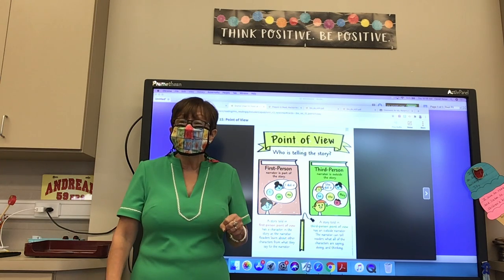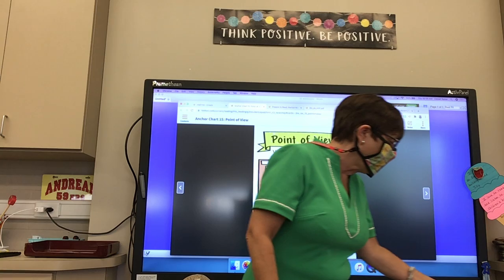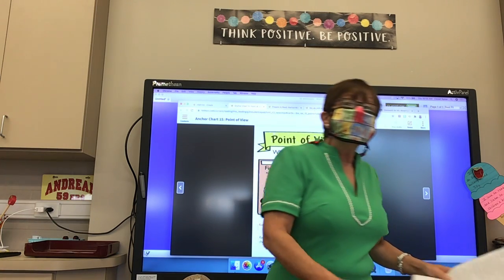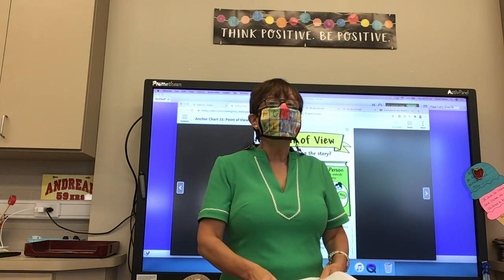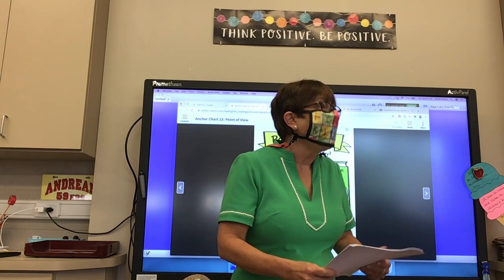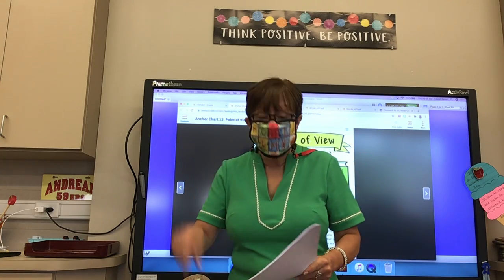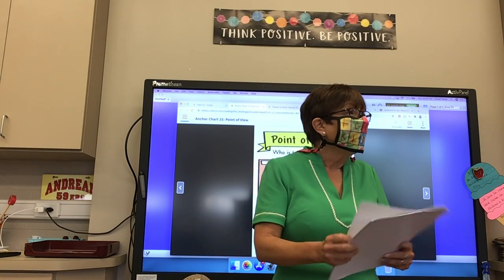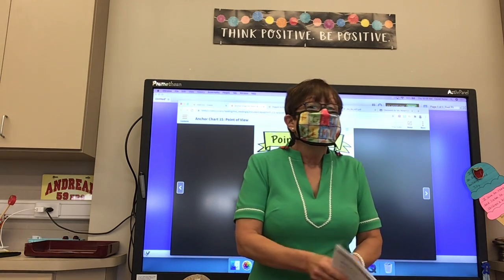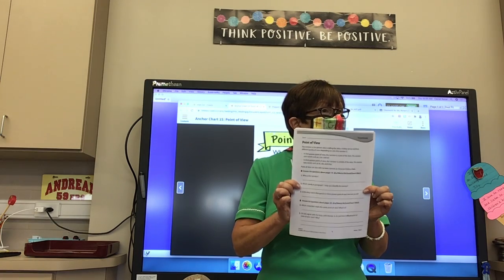Now, here's what I want you to do. I want you to open up your book to page 19 and 20 because those are the only pages we are going to be reading today. And we are going to be paying special attention to point of view of the characters. And we are going to be working on this page. We're going to be working on this page together.